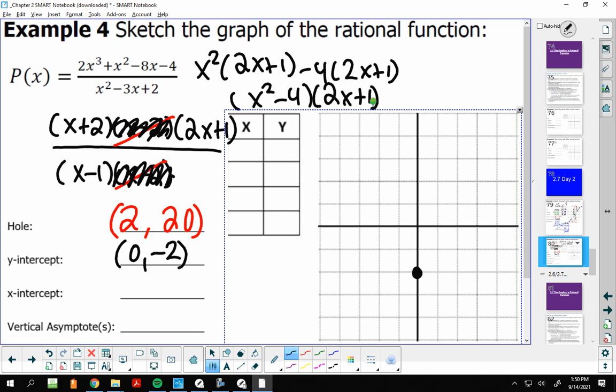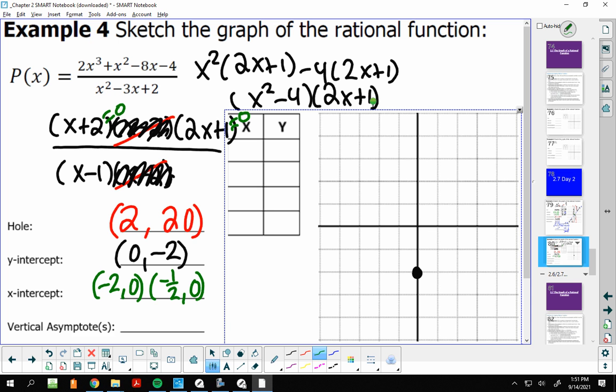All right, x-intercept is when we set the numerator equal to 0. So if you take each of these factors and set them equal to 0, we get an x-intercept at -2. And then we subtract 1 and divide by 2, so we get an x-intercept at -1/2.